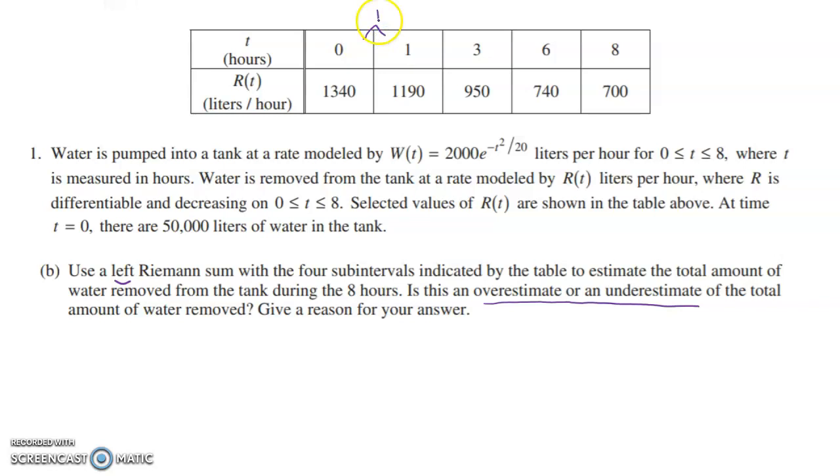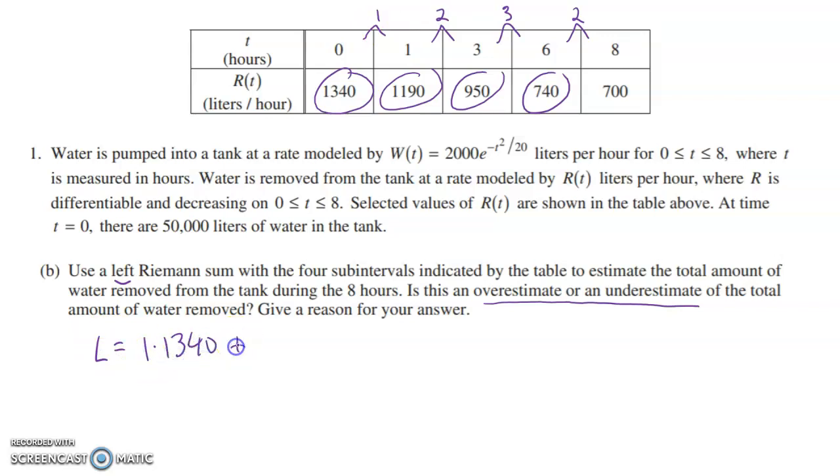This is a gap of 1. This is a gap of 2 and 3 and 2. So the gaps, those subintervals, don't all have the same length. So when we multiply, what I like to do here is circle the ones on the left, right? Because we're doing the left sum. And L is equal to 1 times 1340 plus 2 times 1190 plus 3 times 950 plus 2 times 740.